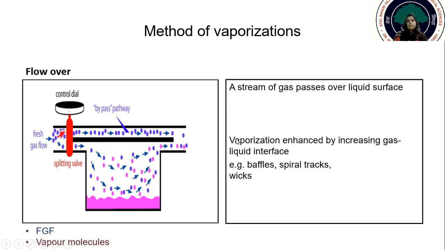And this vaporization can be enhanced by increasing the gas and liquid surface area. How can it be done? It can be done by a wick system, spiral tracks, or baffles.